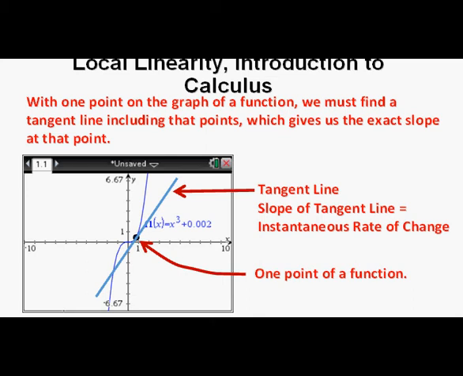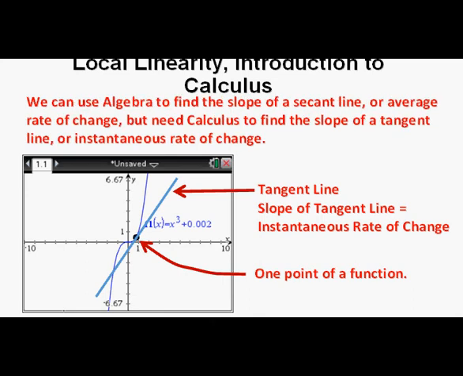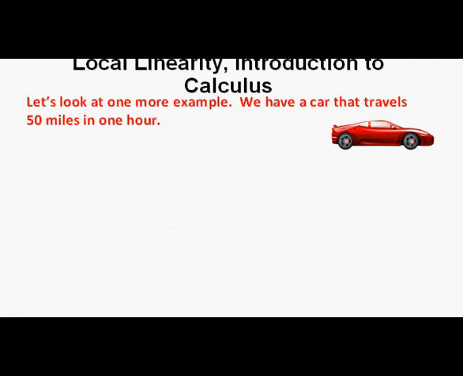instantaneous rate of change. We can use algebra to find the slope of a secant line or average rate of change. And while we may estimate the slope of a tangent line, we need calculus to find the exact or precise slope of the tangent line or instantaneous rate of change. Let's look at one more example.